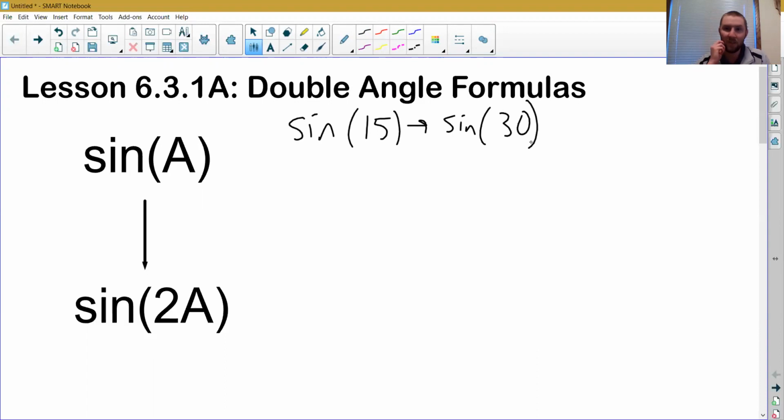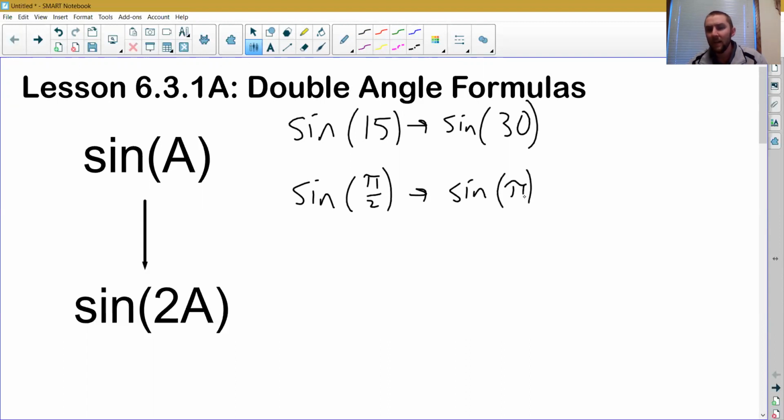In fact, it certainly can't do that if we think about the sine of, let's say, pi over 2. If I were to double that angle, pi over 2 times 2 is just pi, so this would become the sine of pi. It certainly does not double the sine value, because sine of pi over 2 is 1, but the sine of pi is actually 0. So doubling the angle does not double the sine function's value.